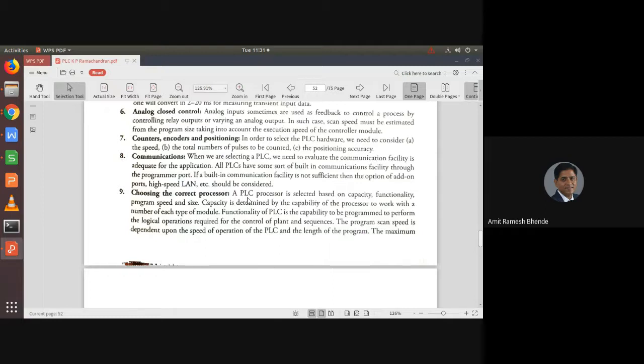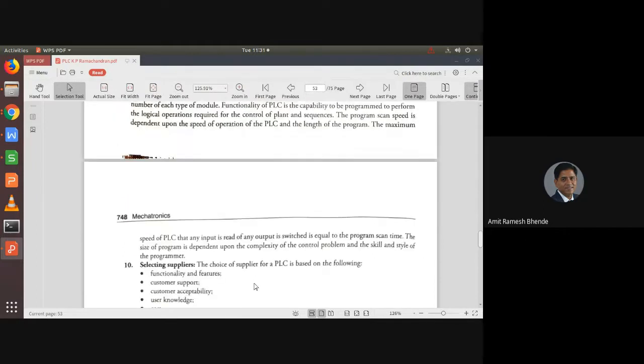Capacity is determined by the capability of the processor to work with a number of each type of module. Functionality of PLC is the capability to program to perform the logical operations required to control the plant and the sequences. The program scan speed is dependent upon the speed of the operation of the PLC and the length of the program.